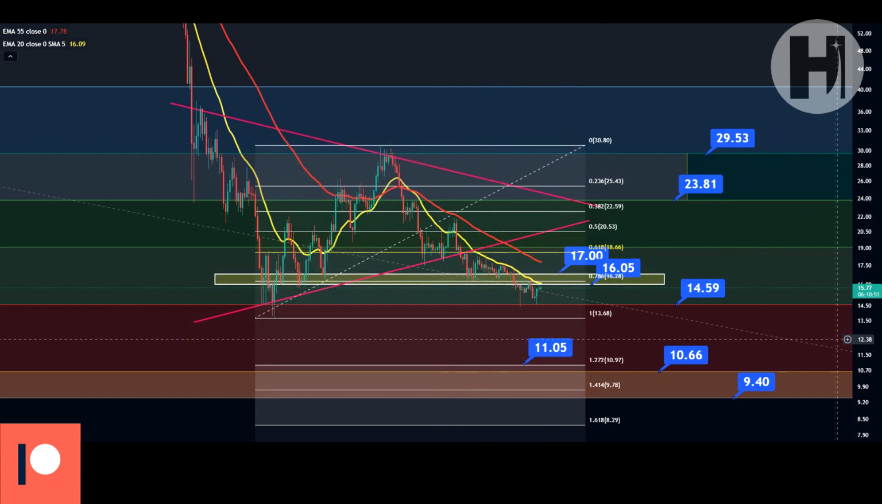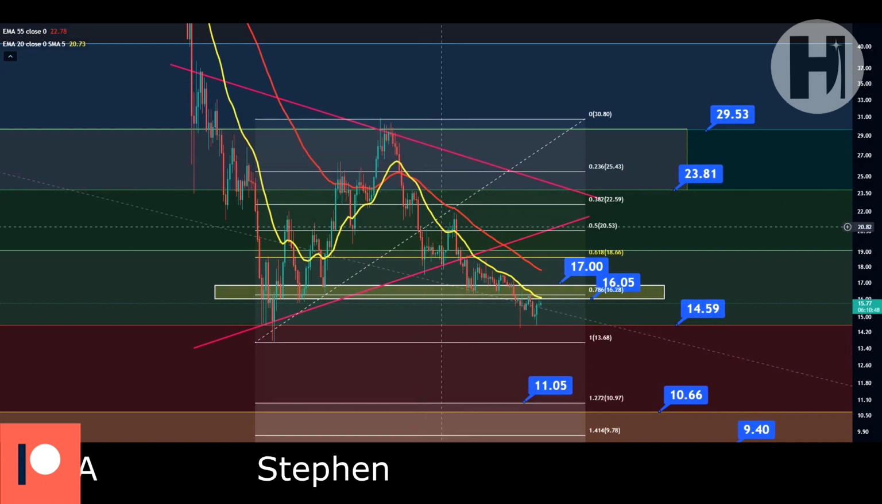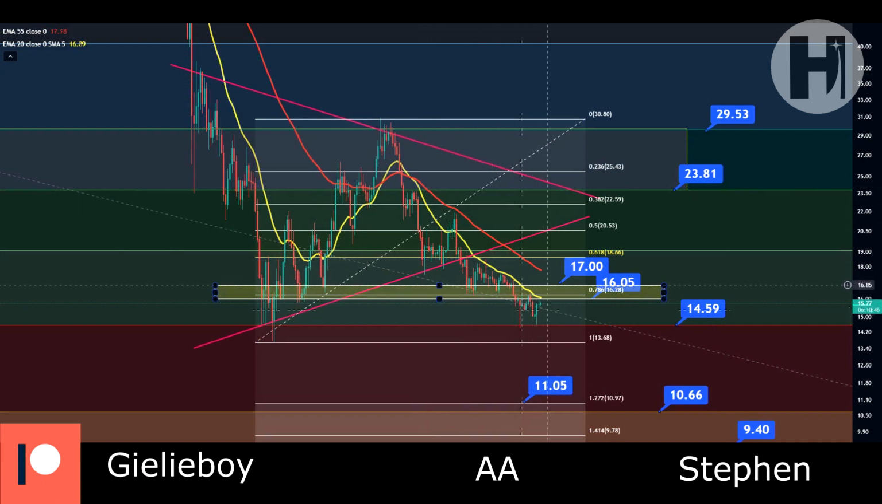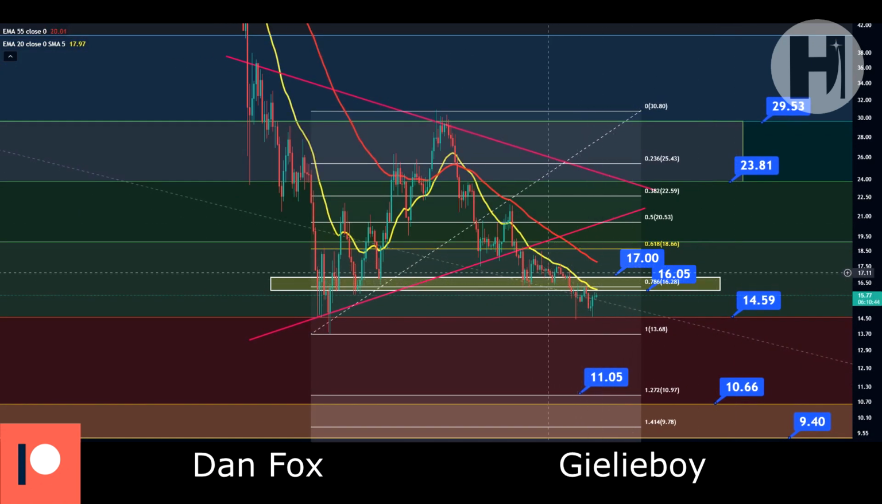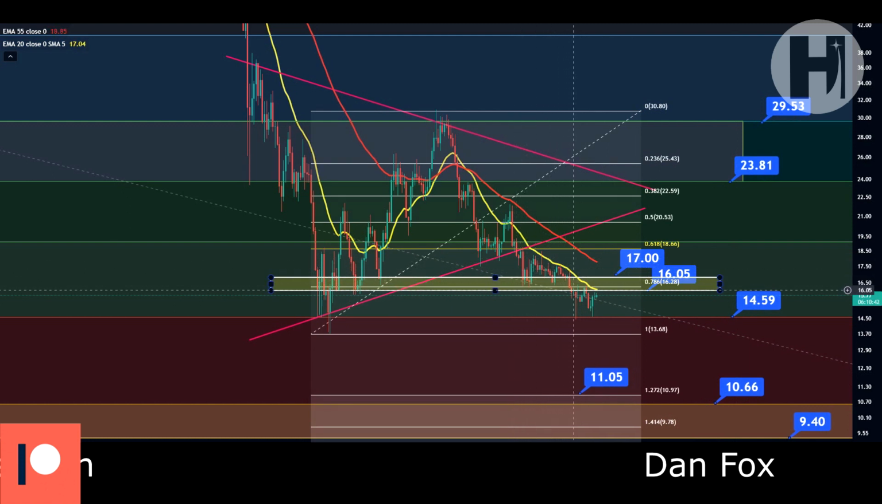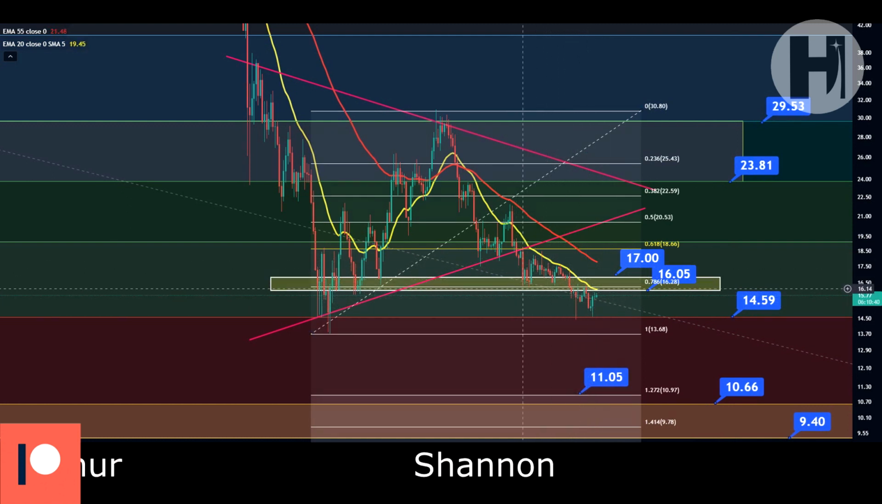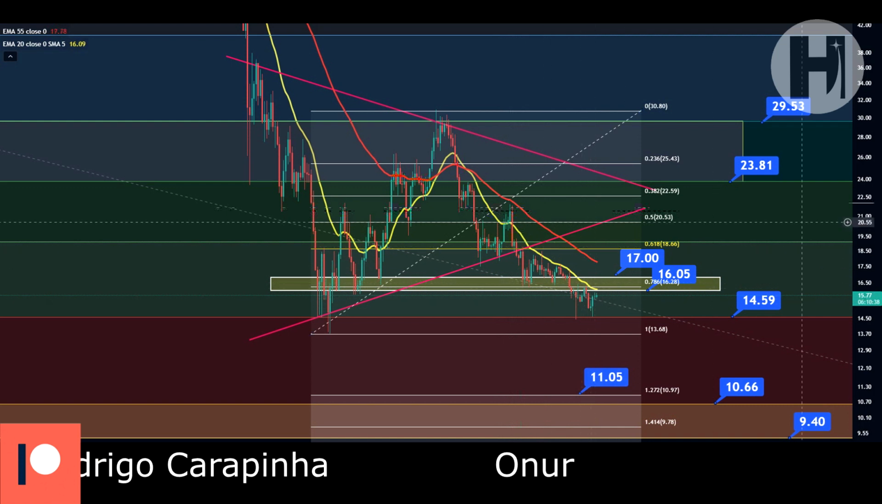And if you take a look at the 20 EMA, which is the yellow line, and the 55 EMA, which is the red line on the daily chart, we're bouncing our head on the 20 EMA constantly, which is very typical for a downtrend in a bear market.